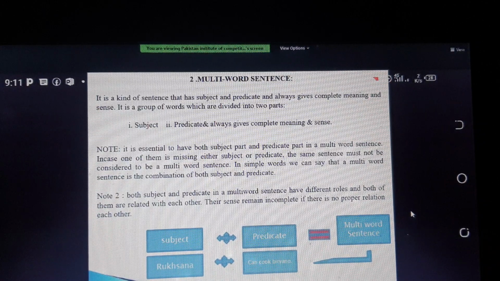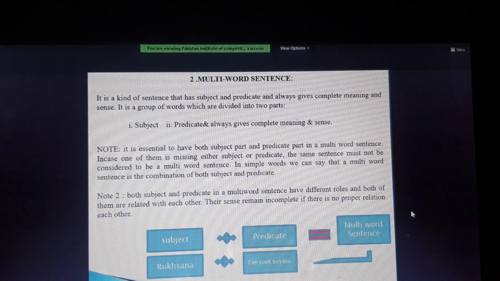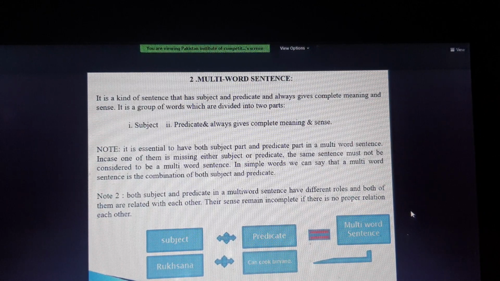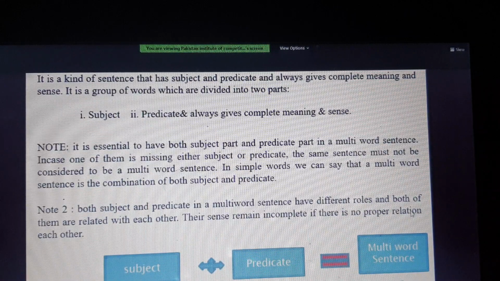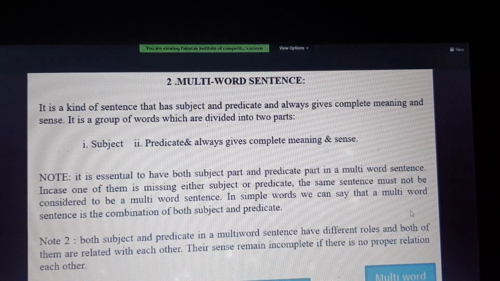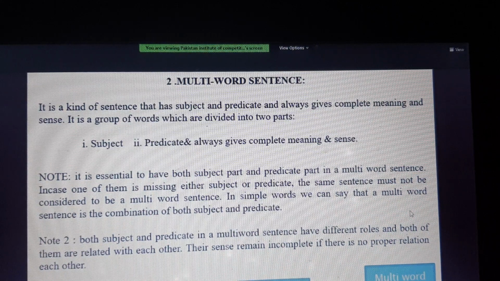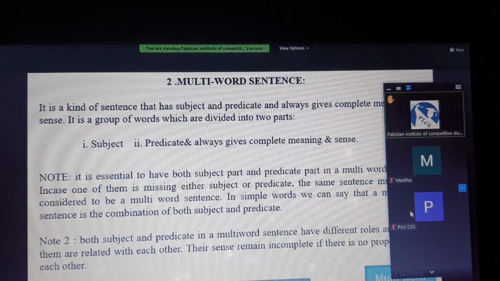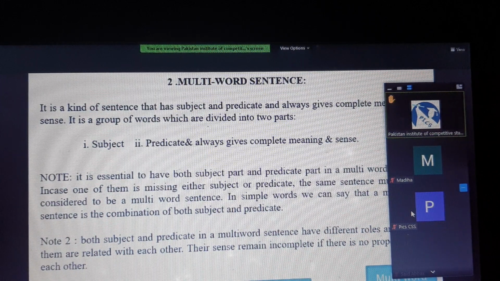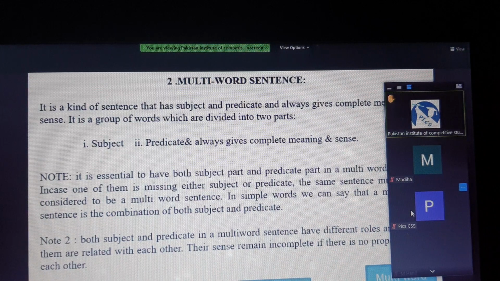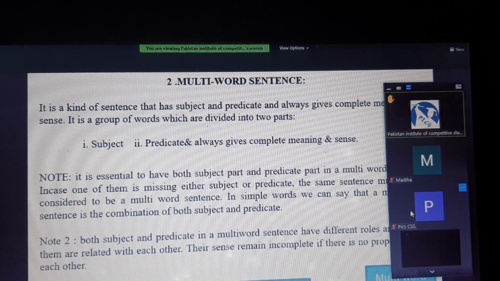In multi-word sentence, we always have more than one word, and that multi-word sentence is always divided into 2 parts. Let me say, it's a kind of sentence that has subject and predicate and always gives complete meaning and sense. It is a group of words which are divided into 2 parts. Number 1 is called subject part, and number 2 is called predicate, and always gives complete meaning and sense. So in multi-word sentence, we always have two parts. We have subject part in it. We also have predicate part in it.